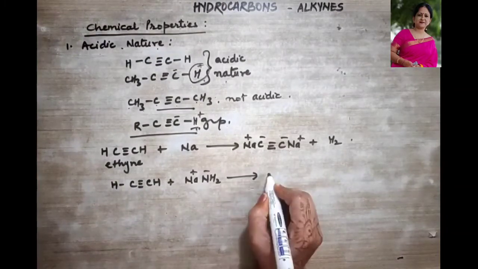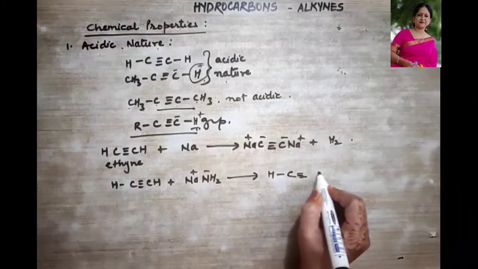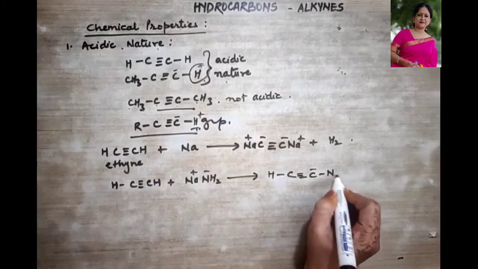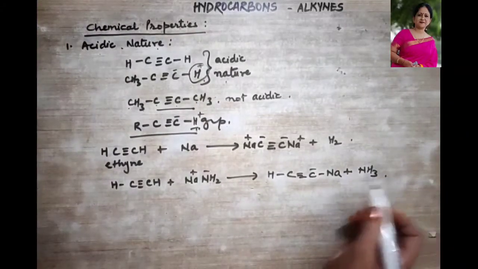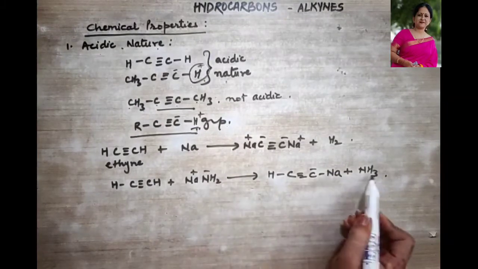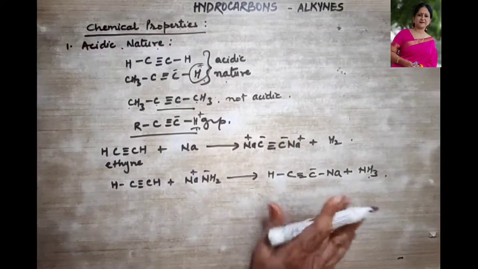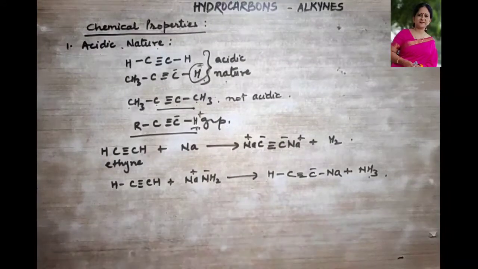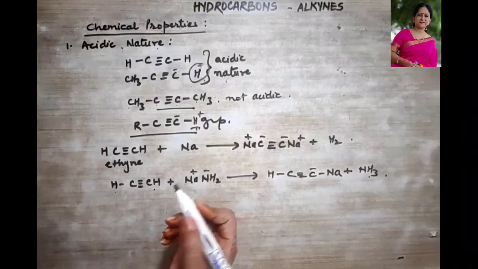So over here we see it forms what? HC triple bond C Na plus NH3 will be formed. The proton will be given to NH2 and thus ammonia will be formed and sodium will get attached over here. I hope this point is clear. So over here ethyne is acting like a weak acid.